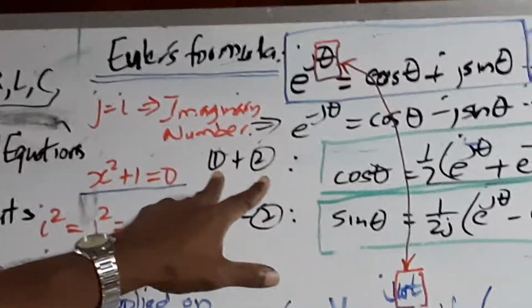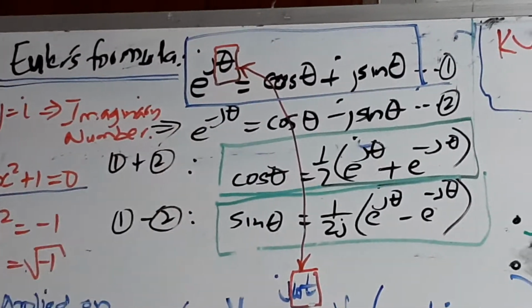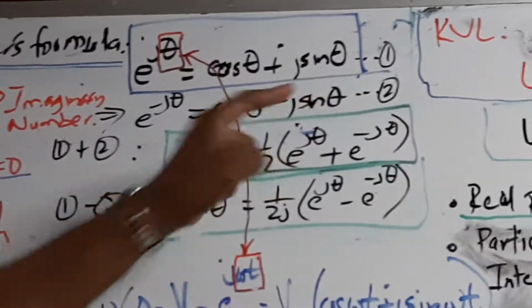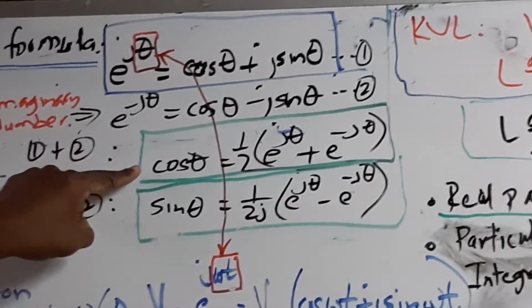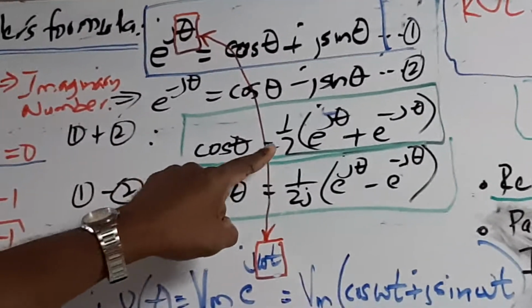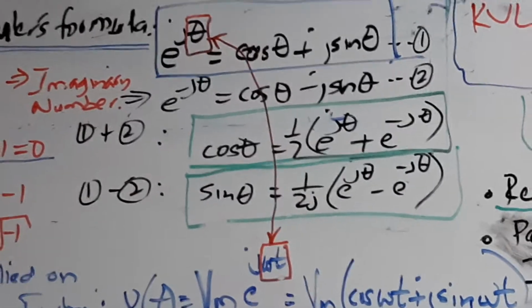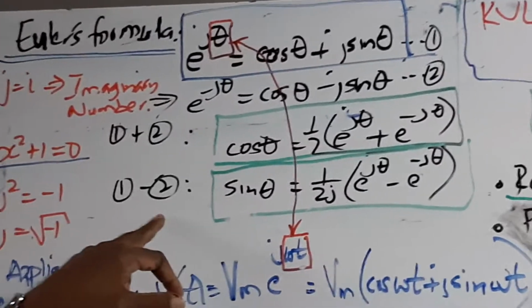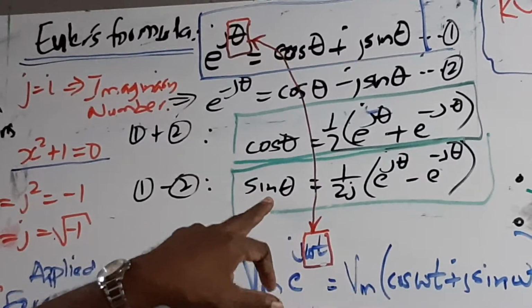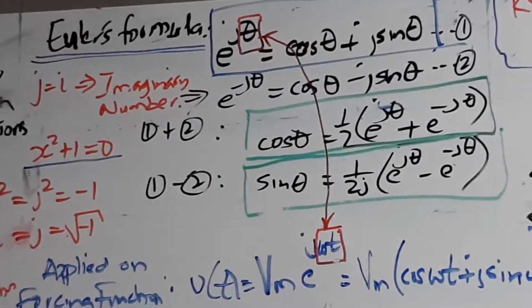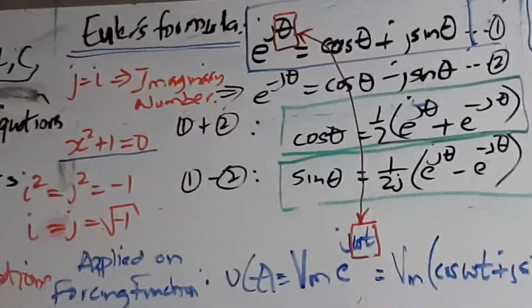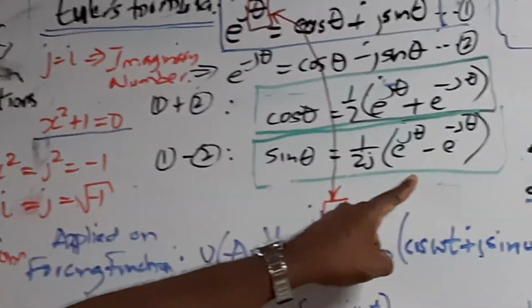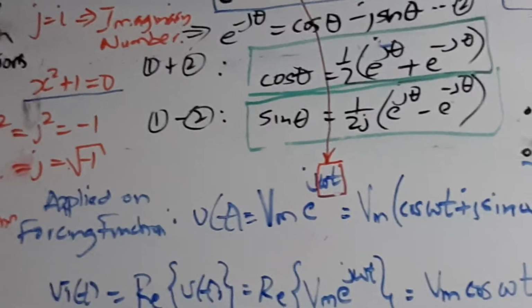Now, back to Euler's formula. If we add equations 1 and 2, we define cos theta. It is equal to a half times e to the j theta plus e to the minus j theta. And equation 1 minus equation 2 defines sine theta, which is 1 over 2j, times e to the j theta minus e to the minus j theta.